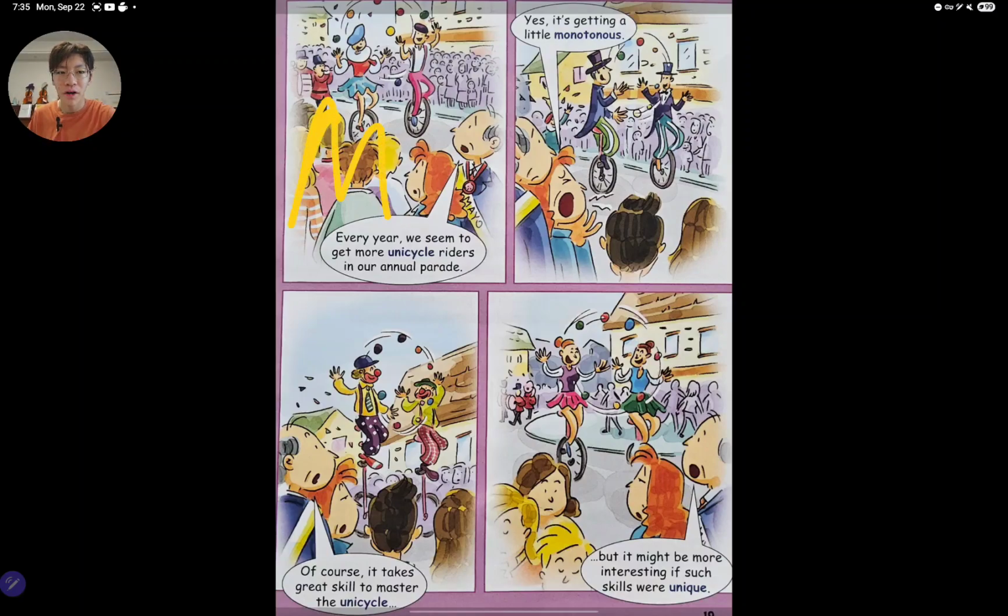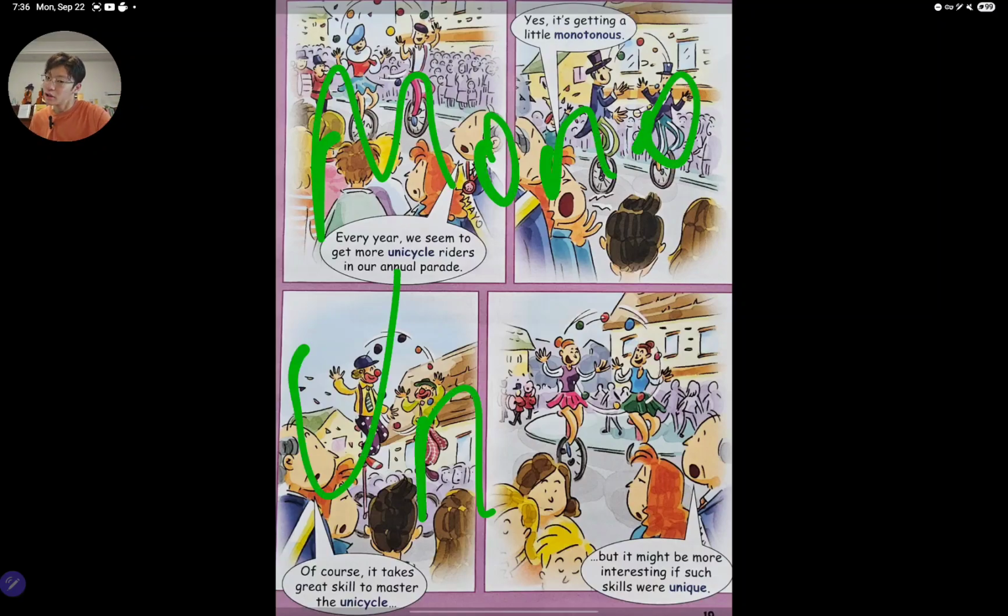Next up, we have mono. Let's try this again. We have mono and uni. Now, mono and uni both mean one or single, both of them, right? Like unicycle, monotonous, that kind of stuff.